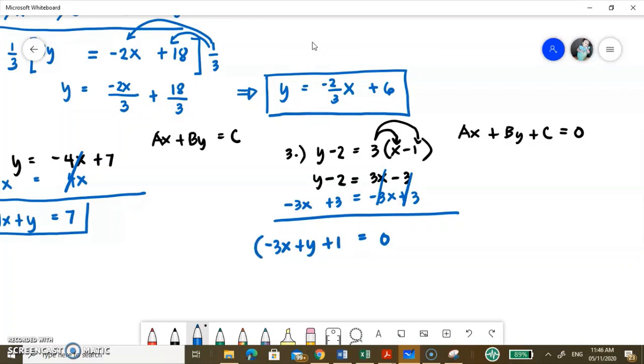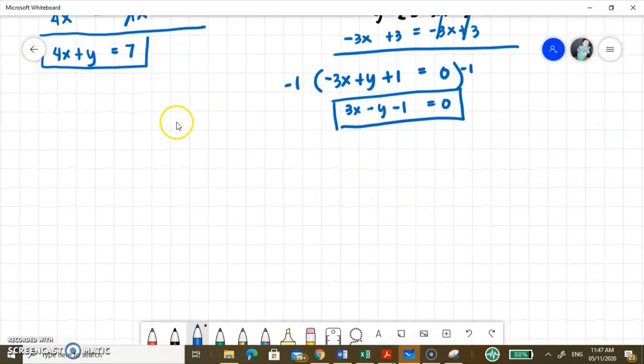Okay? And then, you can multiply negative 1 to both sides of your equation to make the first term positive. So, that would become times negative 1 times negative 1. 3x minus y minus 1 equals 0. Okay? Ayan. Siguro tama na yon. We can proceed with our lesson 3.